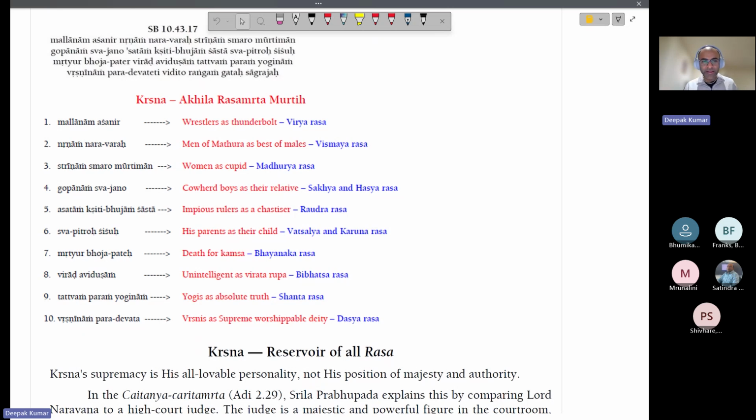Bibhatsa Rasa. Unintelligent as Virat Rupa. Right? So this word I cannot relate. I have to practice, totally havoc. So the people are thinking like, other words I can relate. Bibhatsa Rasa, I'm not able to relate. So I have to come back to this. Okay. Unless some of you have any comment on that.